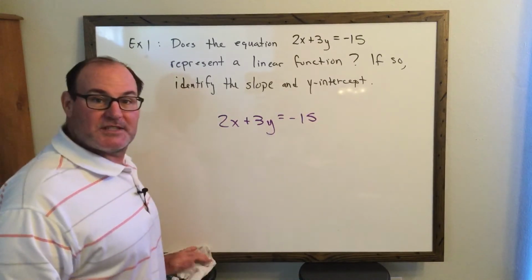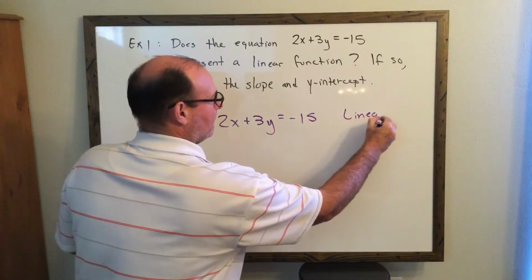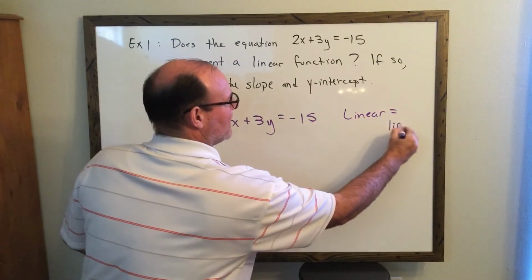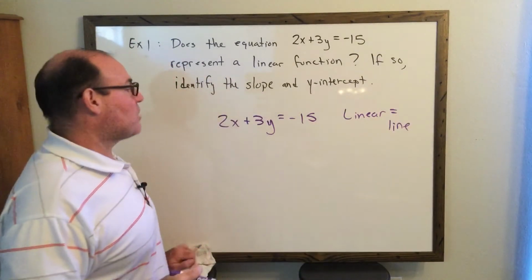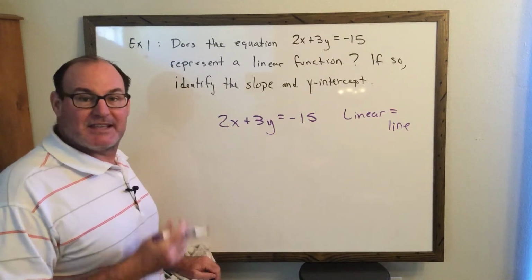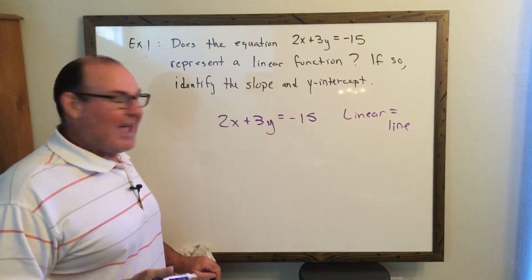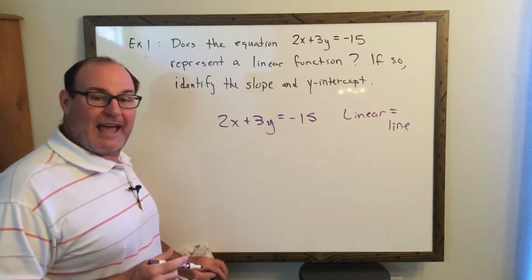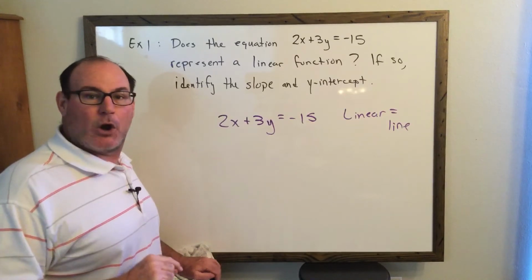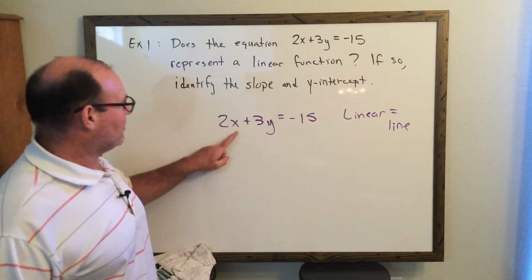So here's the characteristics of a linear function. Linear means it represents a line. So does this represent a line? Well, here are the attributes that make this a linear function. There is an x and a y, and then they only have a power of 1. There are no products of x's and y's. There's nothing else.